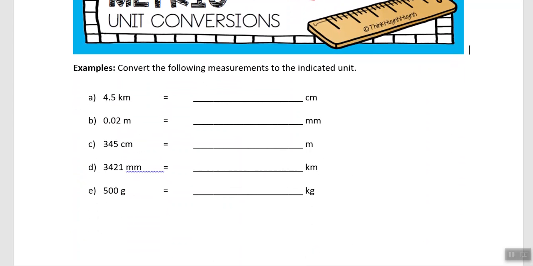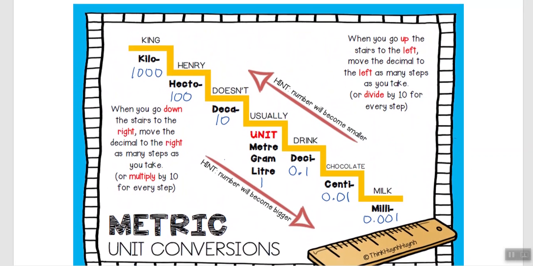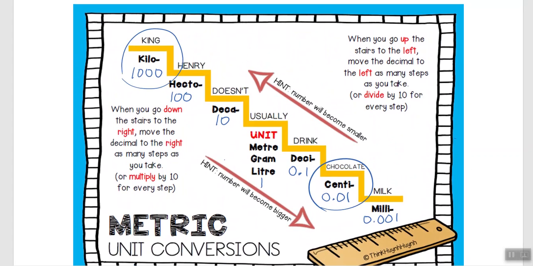The first example asks us to convert 4.5 kilometers to centimeters. So if I go back up to my staircase, I'm converting from a kilometer to a centimeter. I'm going down the stairs. I'm going down 1, 2, 3, 4, 5 steps. I don't count the step that I start on. I only count the number of steps that I go down.